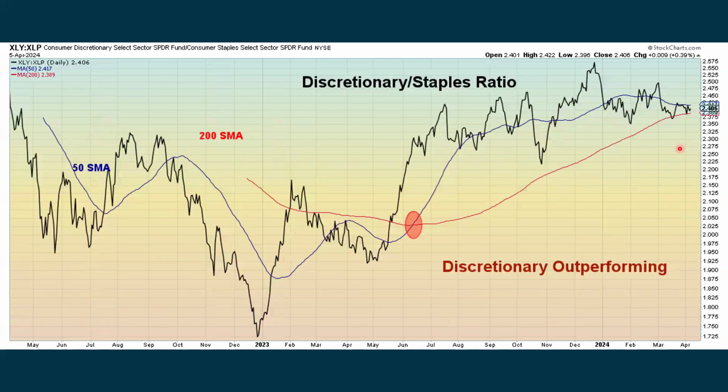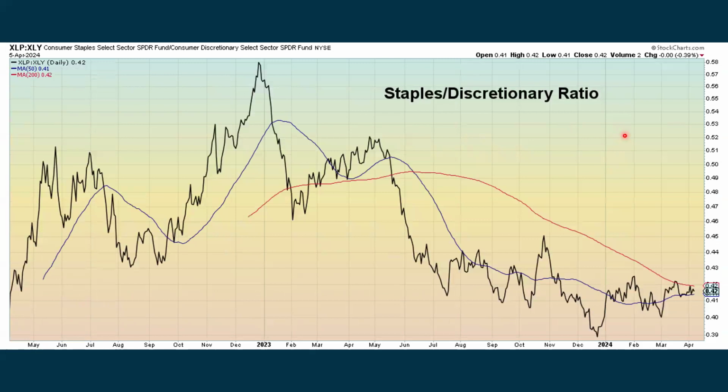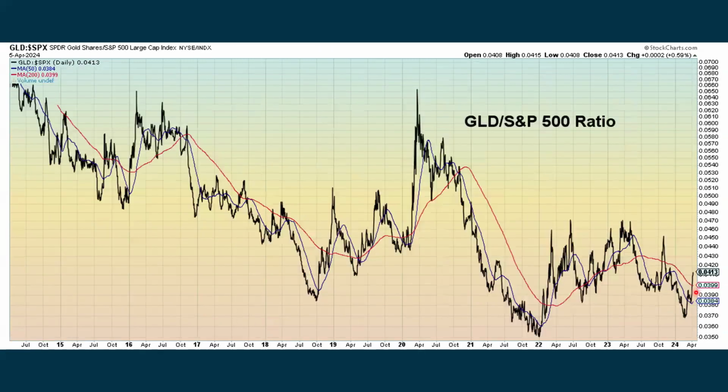We do a discretionary to staples ratio, been chopping more or less sideways, seeing a weakening trend, but discretionary is still outperforming. Here's an inverse, showing how staples have been going sideways, showing a little bit of an improvement, but they still continue to underperform discretionary. We look at gold, which is setting all-time highs, but when you compare it to the S&P, it has a long way to go to see a golden cross with this ratio.